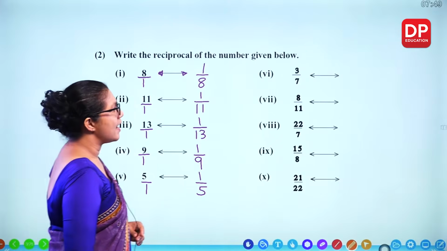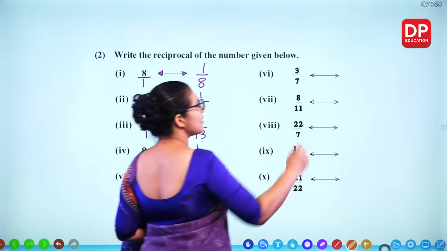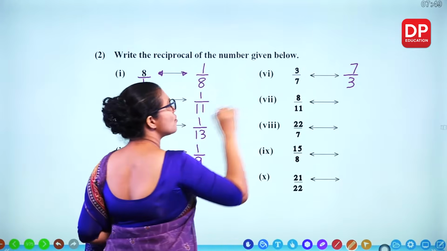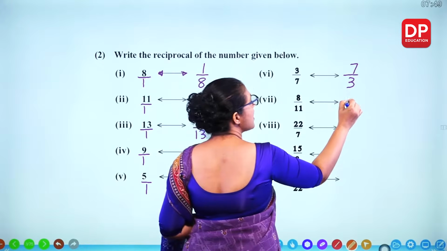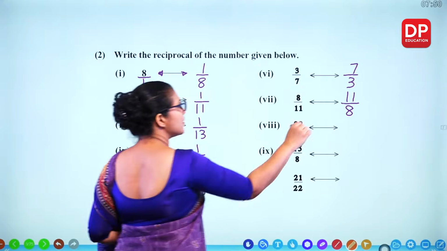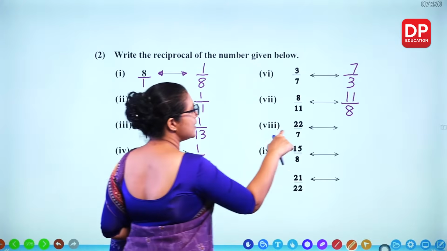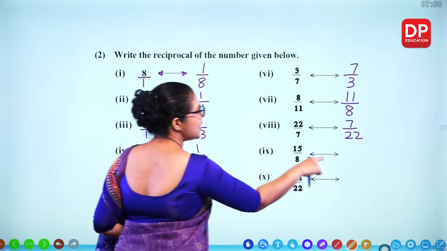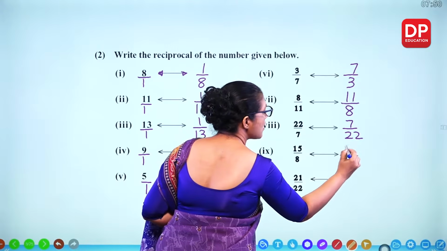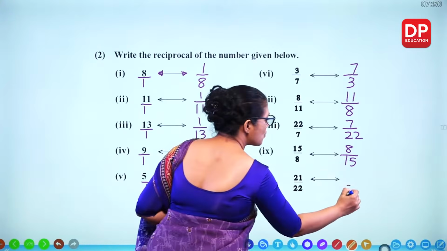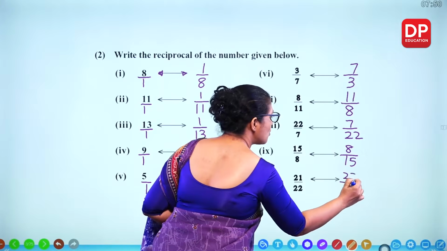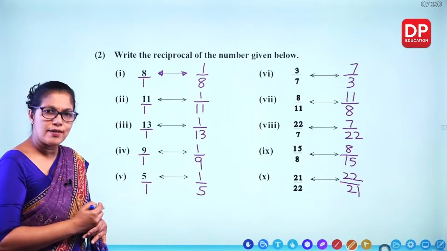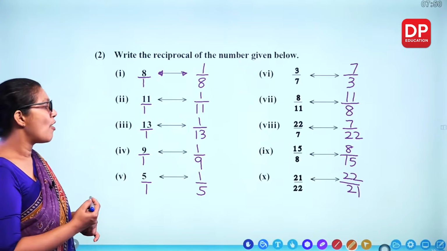Now there are fractions. 3 over 7. 7 is in the denominator, it goes to the numerator and this number goes down. 11 goes up, 8 goes down. So 11 over 8. 7 goes up and 22 goes down. 15 goes down and 8 goes up. 21 goes to the denominator and 22 to the numerator. So now you know how to find the reciprocal of a number or a fraction.